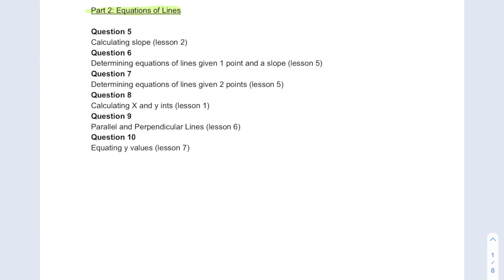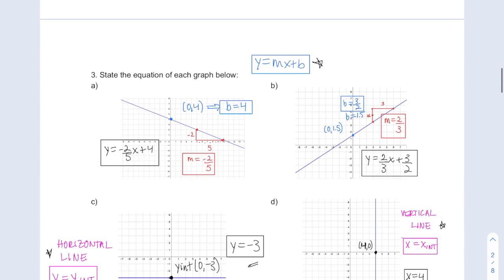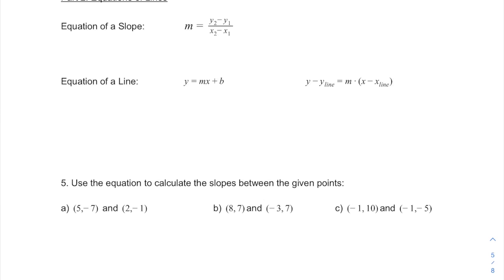Let's wrap up our unit on equations of lines by looking at part 2 of our review, which is all about equations of lines and how to do calculations with slopes and points to create lines. So I'm going to do the remaining questions 5 to 10 in this section, and we're going to go over all the equations that you need to know for this unit. So I hope you viewed part 1 already. Let's just quickly go over these two sets of equations.